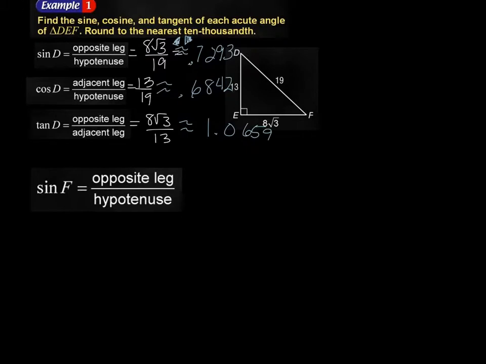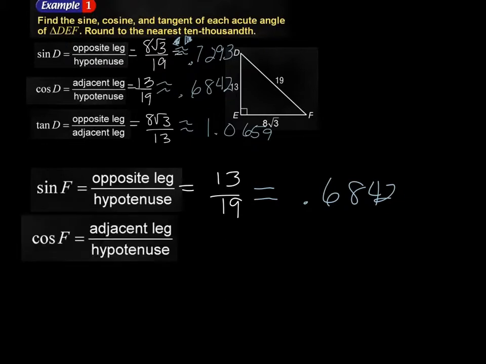Now let's switch gears and look at the other acute angle, angle F. Starting over with sine, opposite F is 13 and the hypotenuse is 19, and we already found that ratio. That was about 0.6842. Cosine of angle F: adjacent to angle F is 8 square root of 3, over the hypotenuse, which is still 19. And as a decimal, we said that was 0.7293.